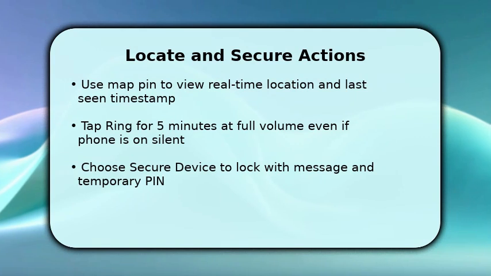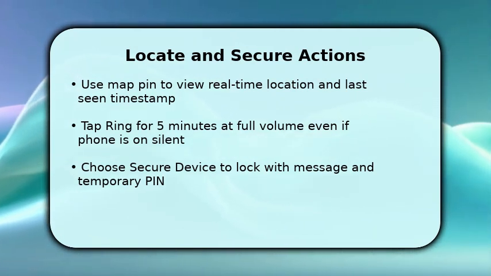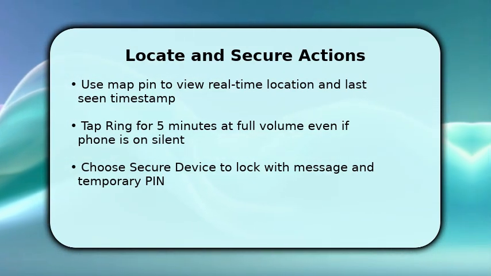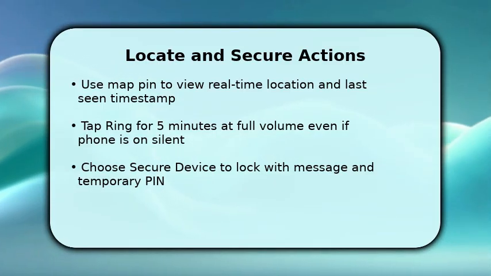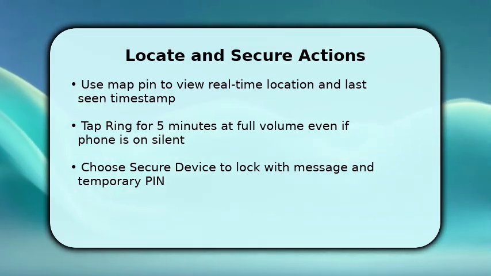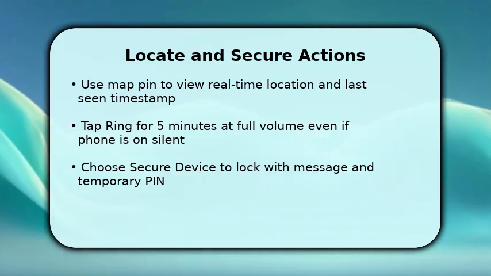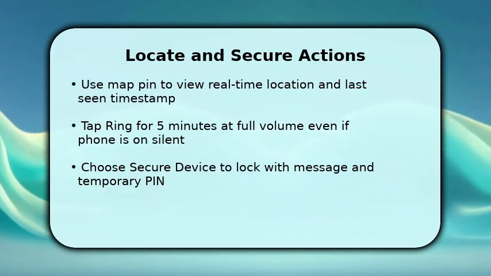Next, you'll actively locate and protect the phone. In the app or web, view the map pin and the last seen time to confirm where it last had network access. This narrows your search. If nearby, hit ring to play loud audio for 5 minutes, even on silent, so you can find it quickly. If you suspect loss or theft, select Secure Device to lock the screen and display a contact message while you decide on erasing. This prevents unauthorized access while you act.